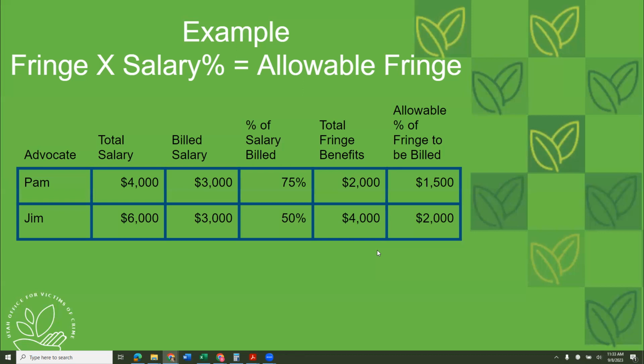Remember, you cannot go over the percent of wages billed when you are billing fringe. So you're limited to whatever percent of salary was billed for the amount of fringe to be billed as well. You can bill under that, but you cannot bill over that amount.